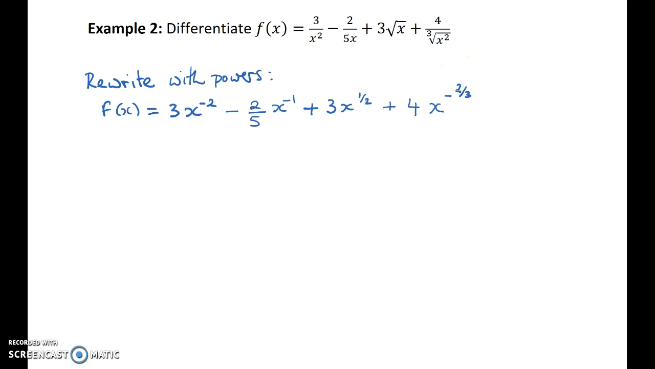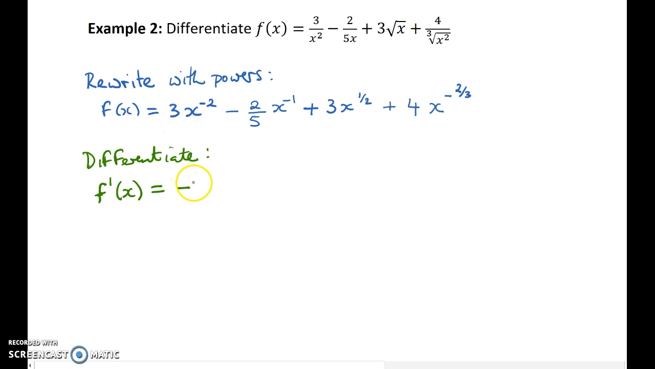Now we're going to differentiate it. If you differentiate an f of x, you get f prime of x. And what we do, we've written everything in terms of powers, so we're going to just use the power rule, which means multiply down by the power and reduce the power by 1. So multiply down by the power.